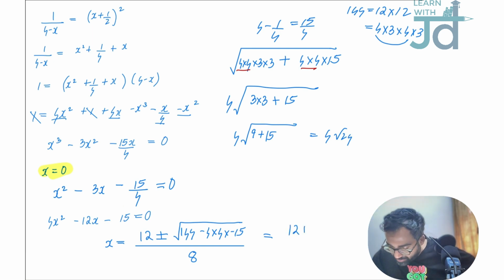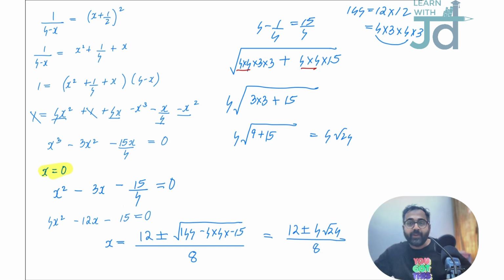So this will be 12 plus or minus 4 root 24 divided by 8. Now numerator and denominator, everything is a multiple of 4. Everything is a multiple of 4. So I divide by 4. So what do I get? 3 plus or minus root 24 by 2 will come.